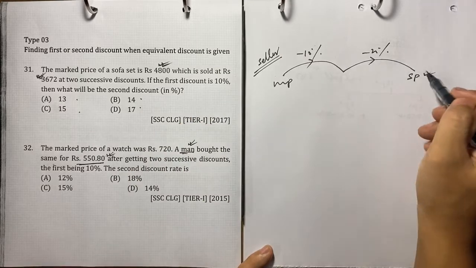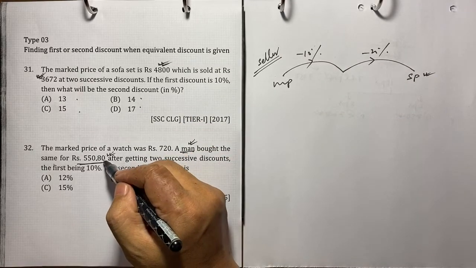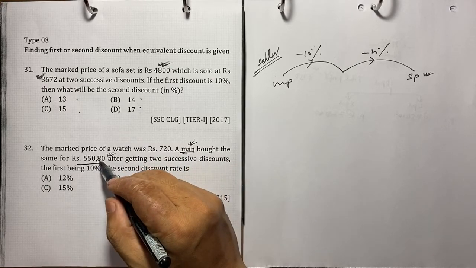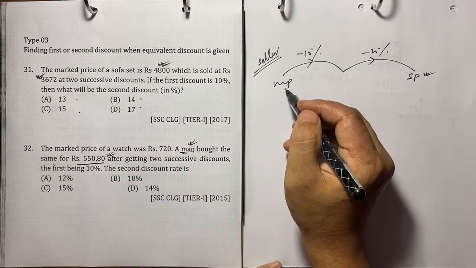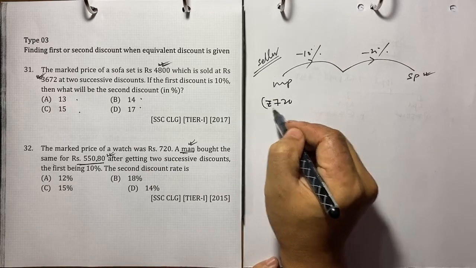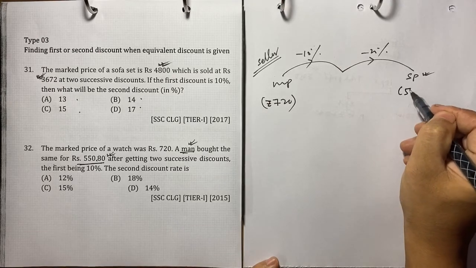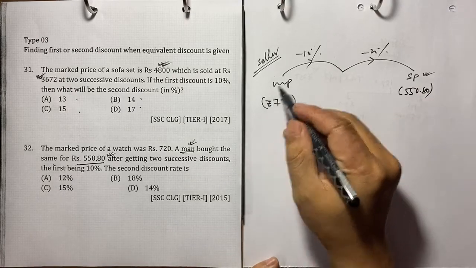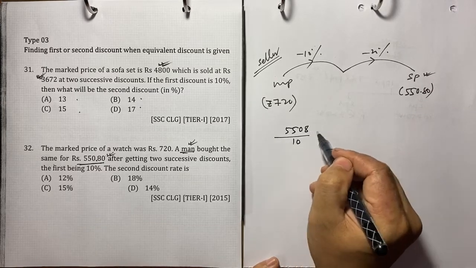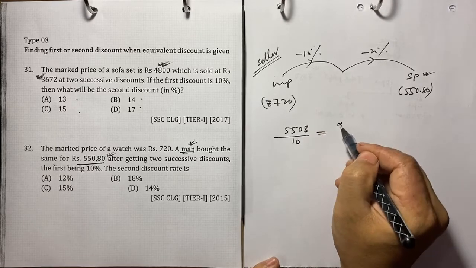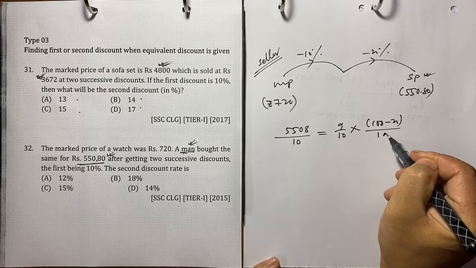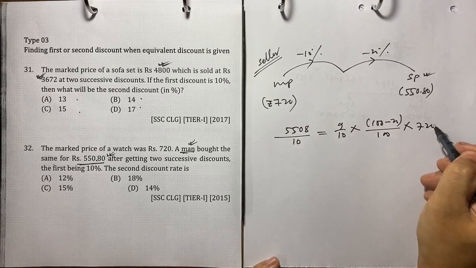Selling price is 550.80, and the cost price, that is the bulk price, is 720 rupees. The selling price is 550.80, the new value which is selling price 5508 divided by 10, equal to 10% discount, 9 by 10 into this, will be 100 minus x divided by 100 into mark price which is 720.